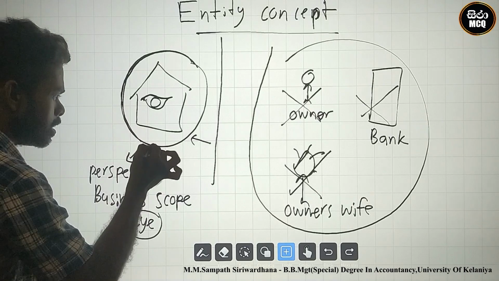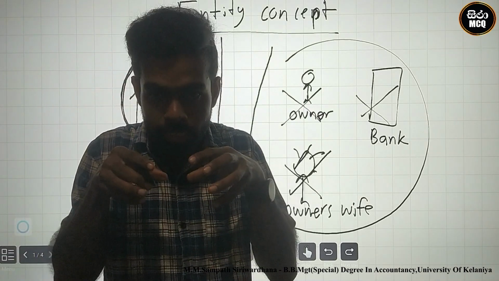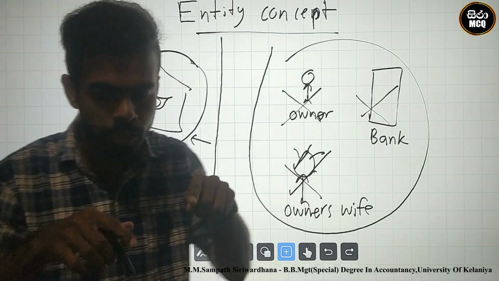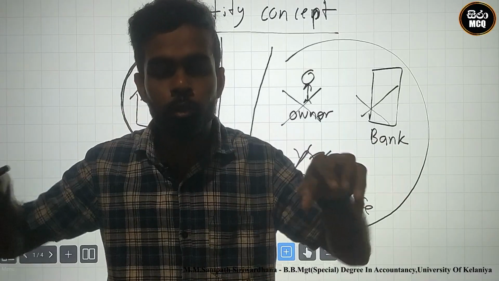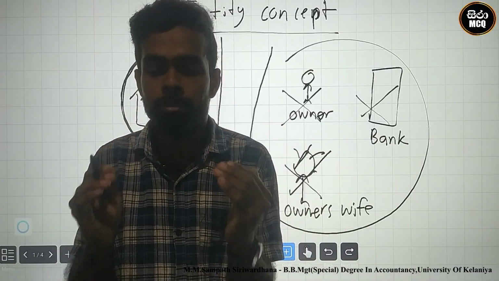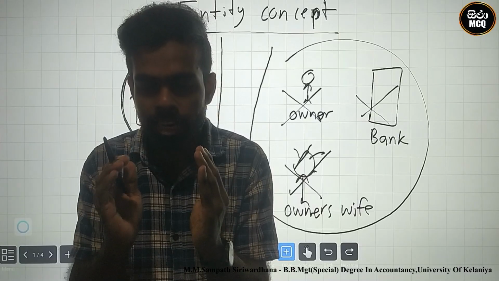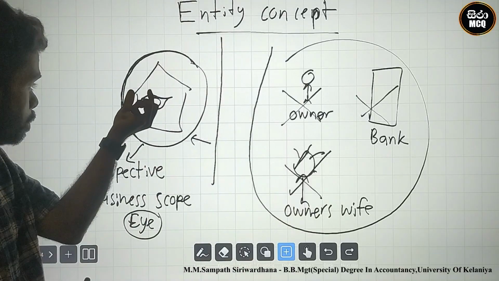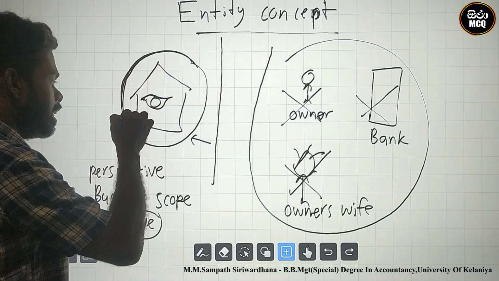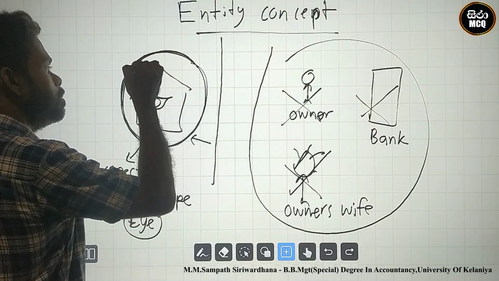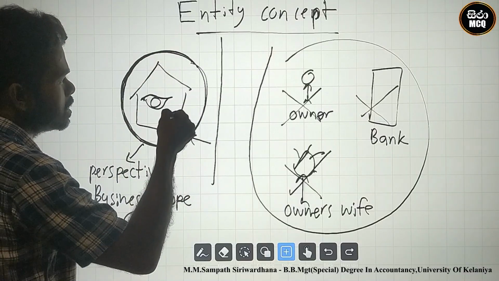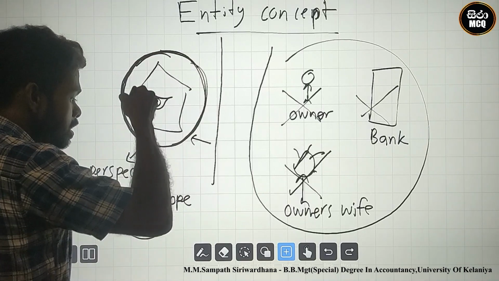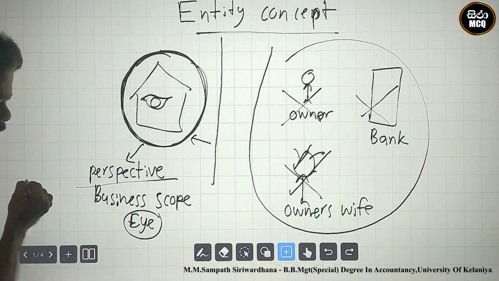The perspective means we go inside the business. This is the inside of the business, and we use the business area to identify the transaction. Perspective means the business entity identifies the transaction from inside the business, and the radar area must be around the business. Perspective means the eye scope is around the business.